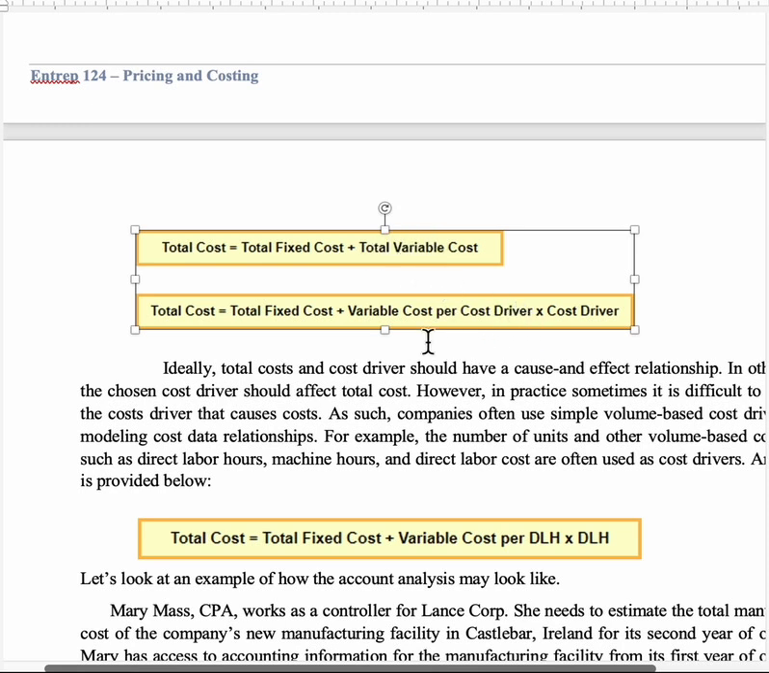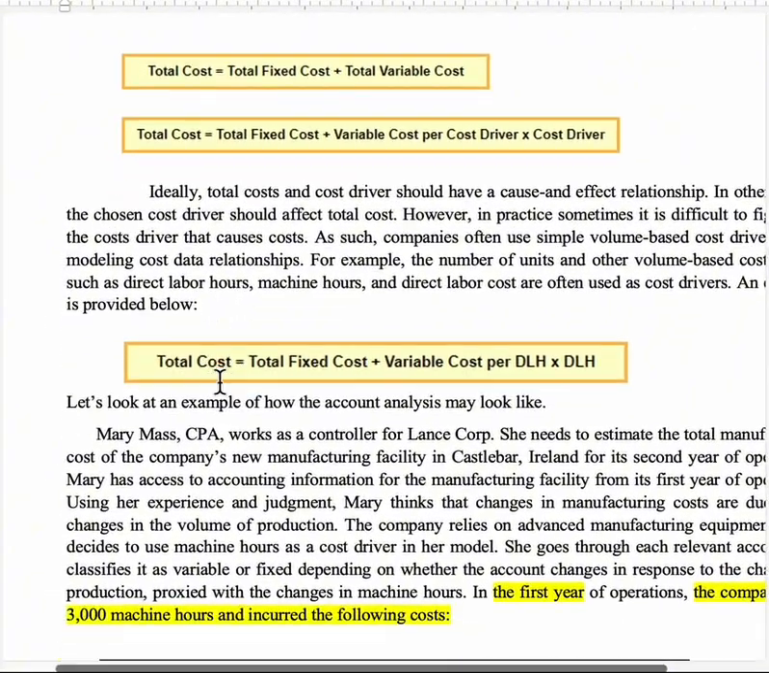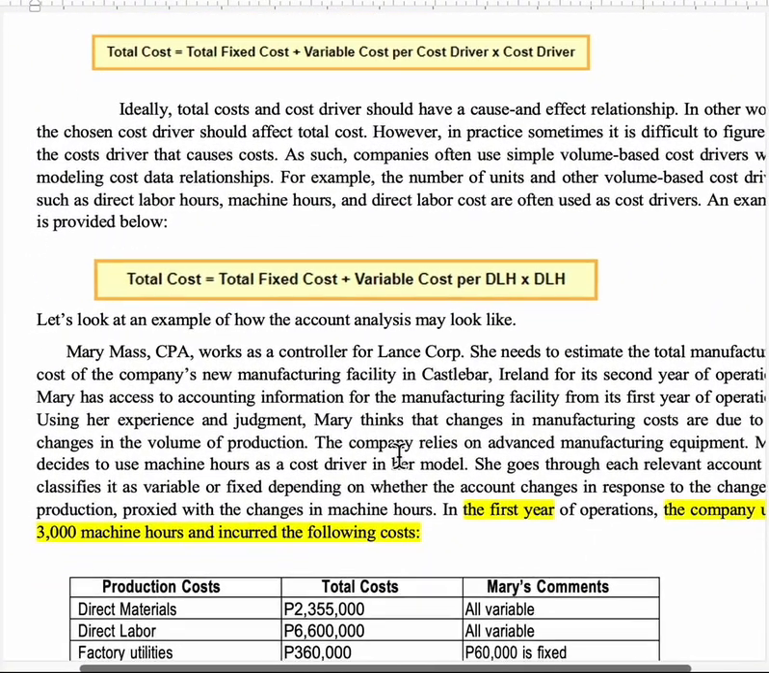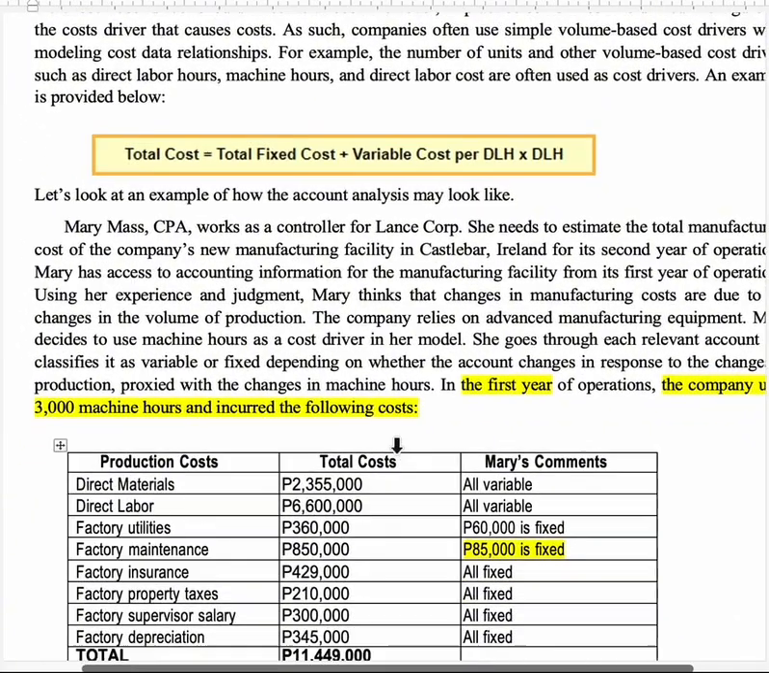If you remember MDAS, multiplication, division, addition and subtraction, you solve the open and close parenthesis first, then add the fixed cost. Then we can now have the total cost. So these are the other formulas if you break down the variable cost. Okay, let's move on to the sample.